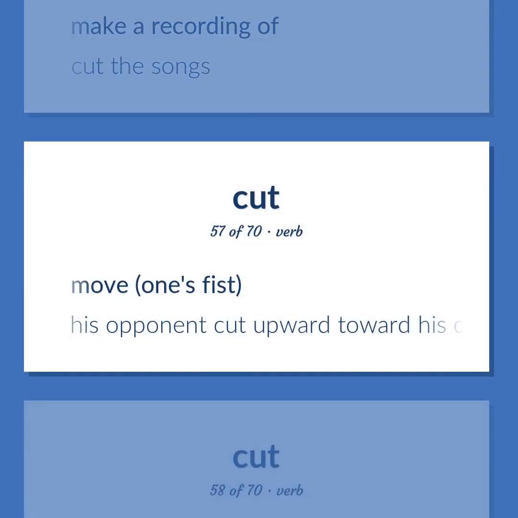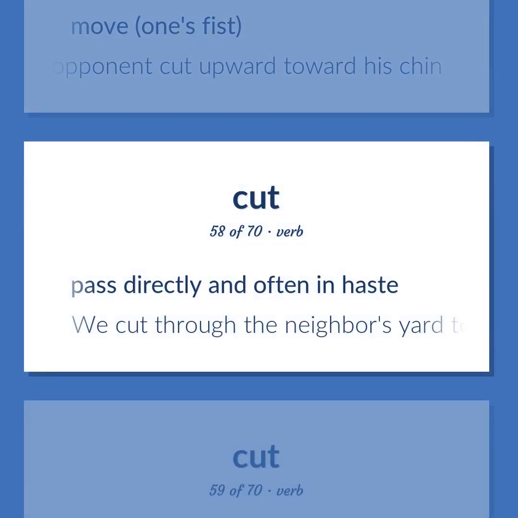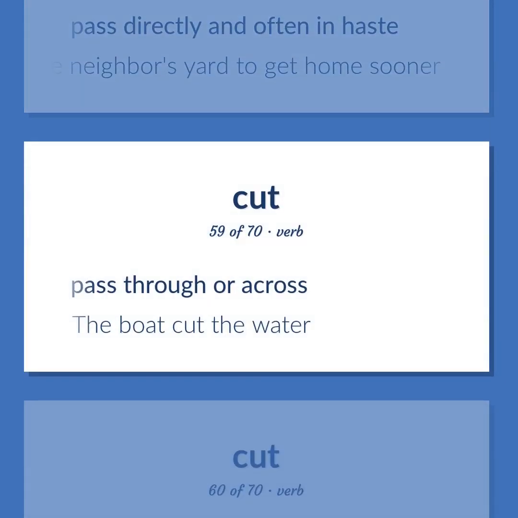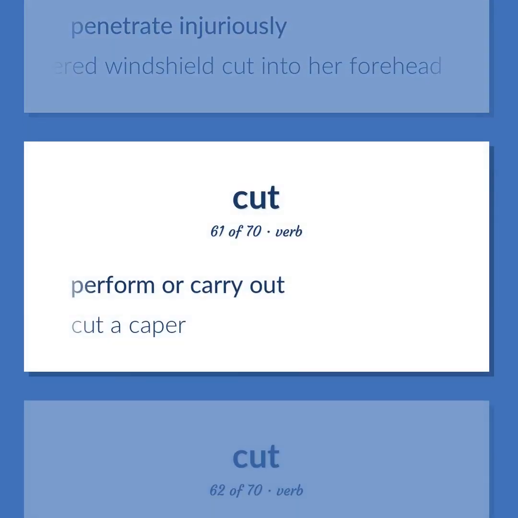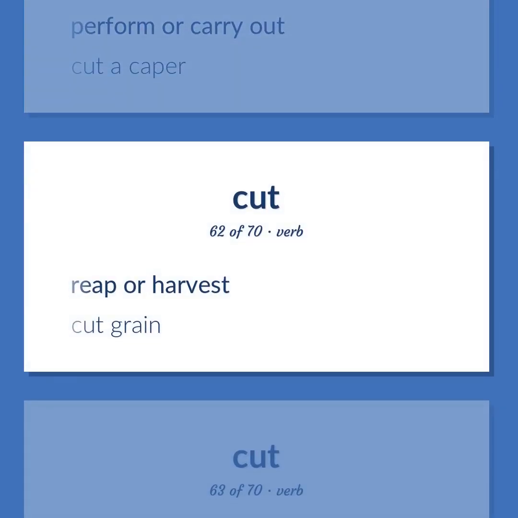Move one's fist. His opponent cut upward toward his chin. Pass directly and often in haste. We cut through the neighbor's yard to get home sooner. Pass through or across. The boat cut the water. Penetrate injuriously. The glass from the shattered windshield cut into her forehead. Perform or carry out. Cut a caper. Reap or harvest. Cut grain.